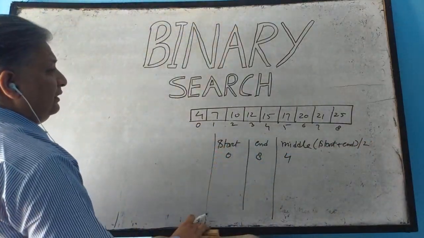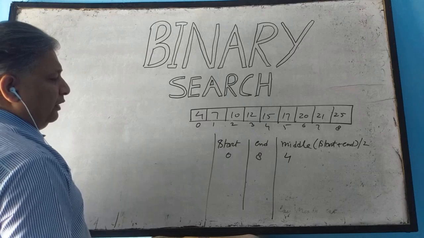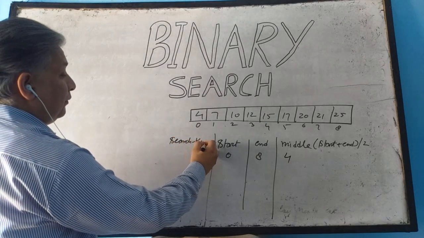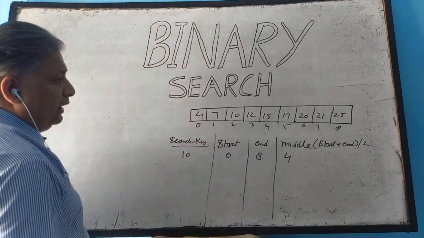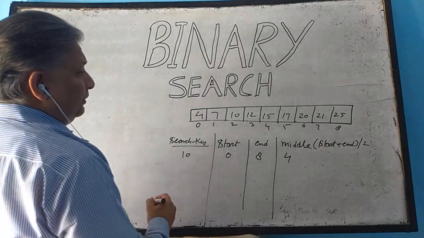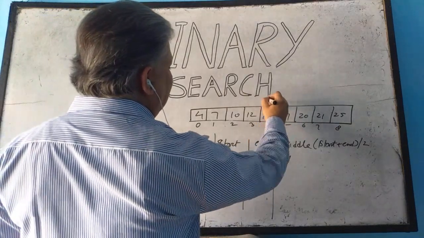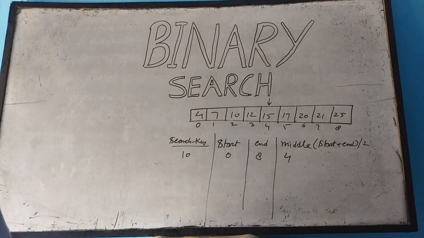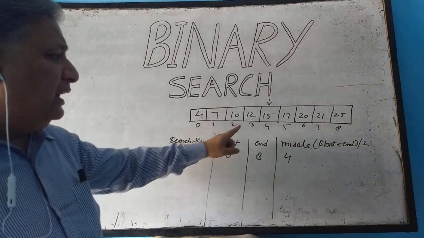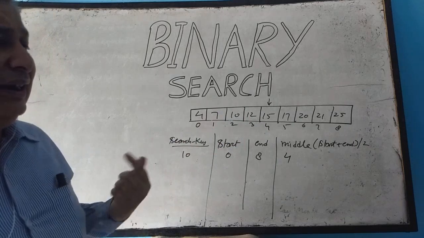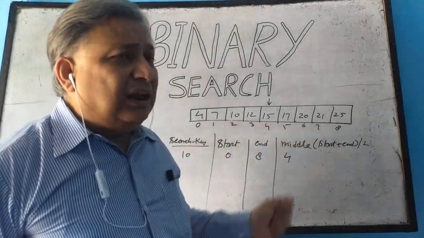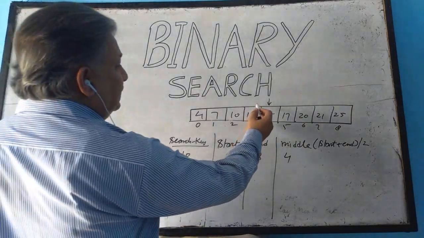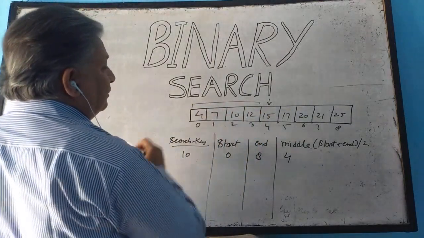So suppose our search key is 10. We are looking for 10. So this is the middle, 15. The number present at the middle is 15 and we are looking for 10. So 10 is less than the middle. So we can't think that this number will be at the right hand side of the array. So we will split the array into two parts and we'll take this part.